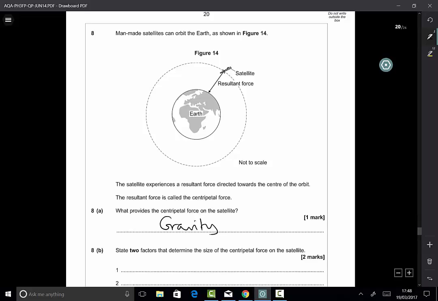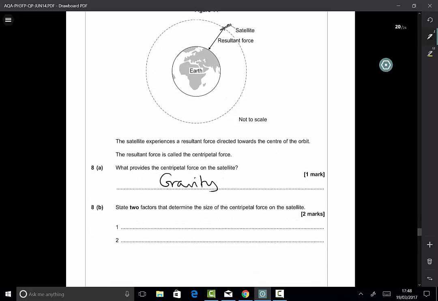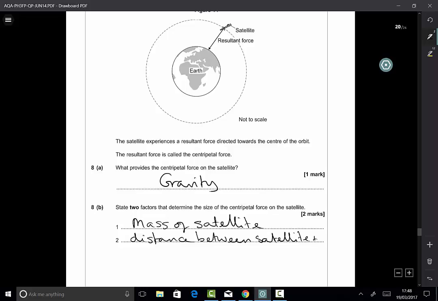What two factors determine the size of the centripetal force? The mass of the satellite and the distance between the satellite and Earth.